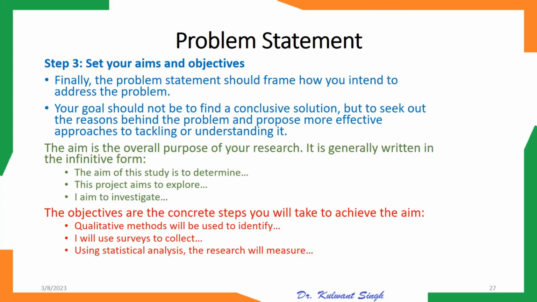And on the other hand, the objectives are the concrete steps to achieve the aim. So qualitative methods will be used to identify. I will use a survey to collect. Using statistical analysis, the research will measure, like this. Means these objectives are different steps scholars will use to achieve the aim of the research. So never mix up the aims with the objectives or vice versa.